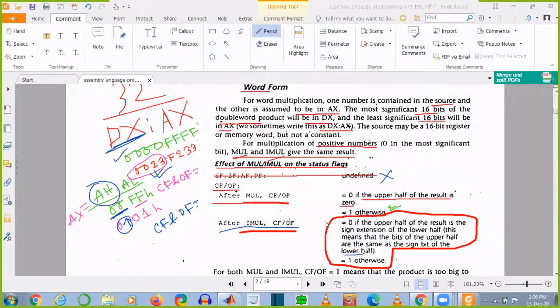Okay, so what does it say here? If the upper half of the result is the sign extension of the lower half, this means that the bits of the upper half are the same as the sign bit of the lower half, and 1 otherwise. So যদি আমাদের আপার হাফের বিট যদি সাইন এক্সটেনশন না হয় তাহলে এটা 1 হবে, আর যদি আপার হাফ আমাদের সাইন এক্সটেনশন হয় লোয়ার হাফের তাহলে এটা 0 হবে for the IMUL operation.